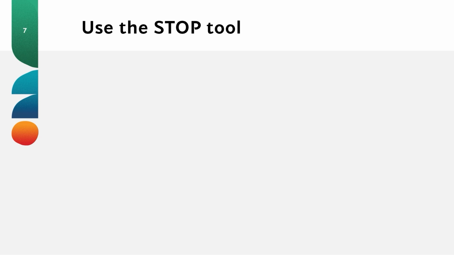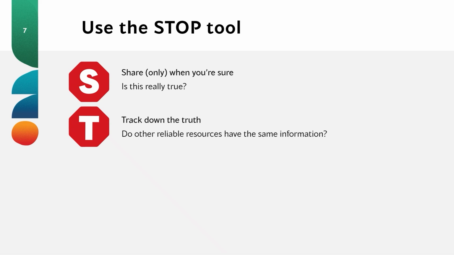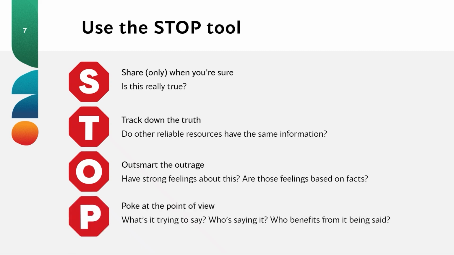As part of our Misinformation, Can You Stop It campaign, BC's Office of the Human Rights Commissioner developed a STOP tool. Each of the 4 letters in STOP indicates one strategy that we can use to identify misinformation, disinformation, and malinformation and stop their spread. These strategies include S, share only when you're sure. T, track down the truth. O, outsmart the outrage. And P, poke at the point of view.